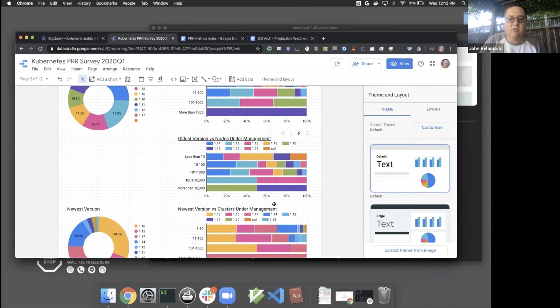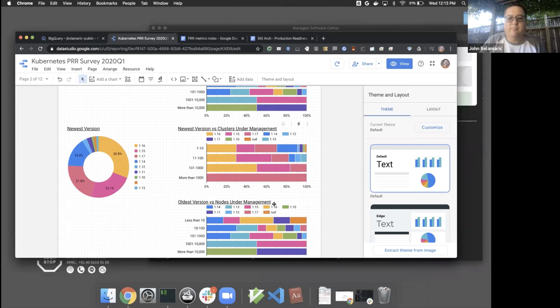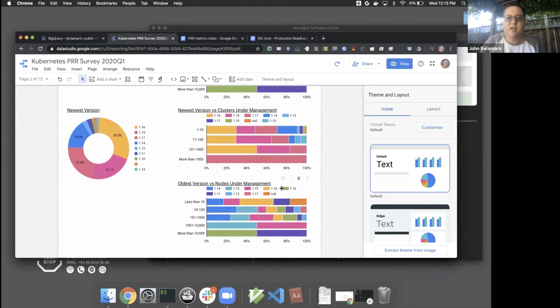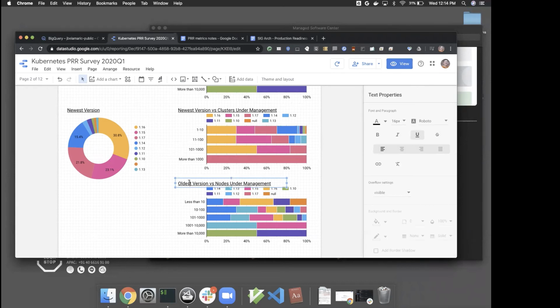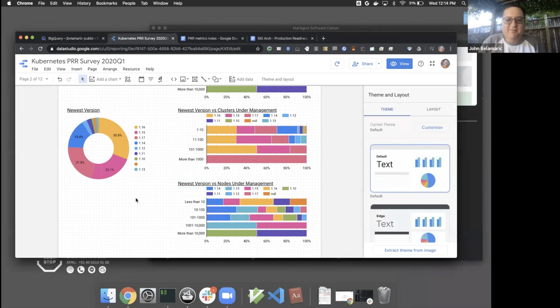And newest versions actually looks better to me in that there's fewer options. So people are moving up. There's somebody stuck way back at 1.10 or earlier here, but for the most part it looks like the last 3 releases. Is that a typo? Should that be newest version versus nodes? God, you're way too good at catching all my mistakes. All right, thank you. Appreciate it, actually.